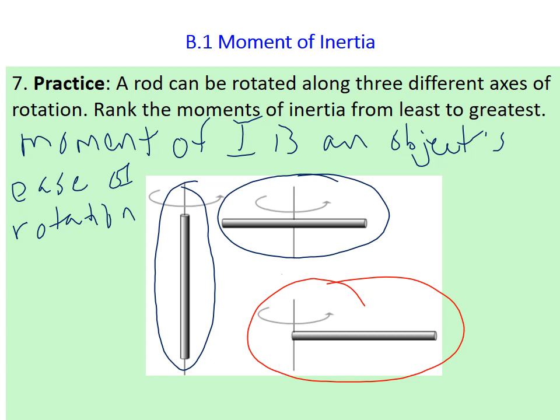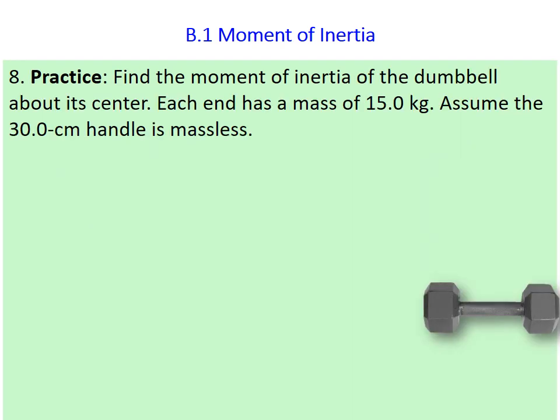Next up, practice problem number 8. Find the moment of inertia of the dumbbell about its center. Each end has a mass of 15 kilograms. So it's going to be rotating like this. This is 15 kgs and this is 15 kgs. And assume the 30 centimeter handle is massless. Well, that definitely makes it easy for us.